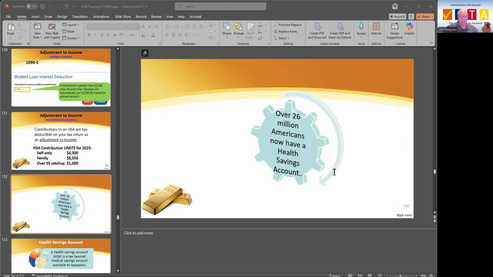Over 26 million Americans now have health savings accounts. And 26 million, I'm guessing, is pushing 10% of the working folks in America, right? I think one of the things that's pushing it is employers. Most health insurance is provided through employers or the government through Medicare and Medicaid, but employers are probably the biggest thing, and the cost has just gone through the roof.